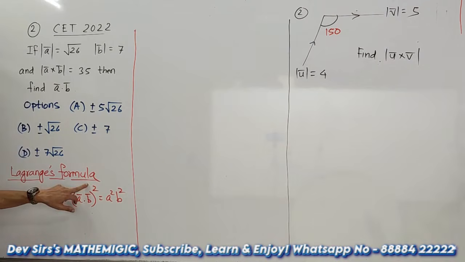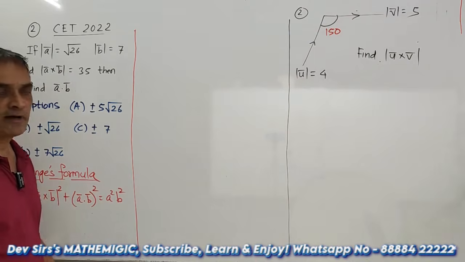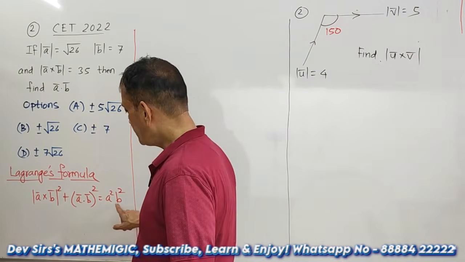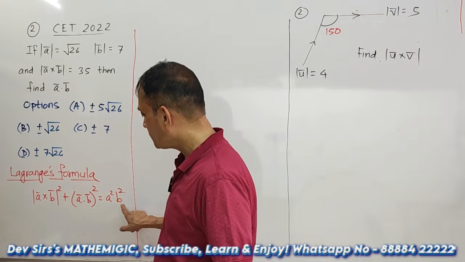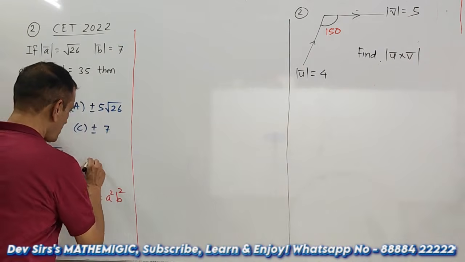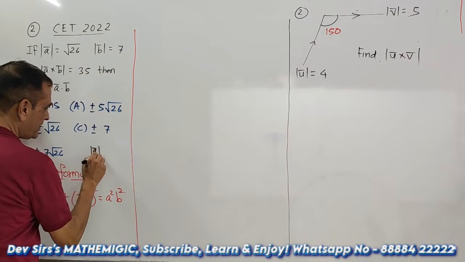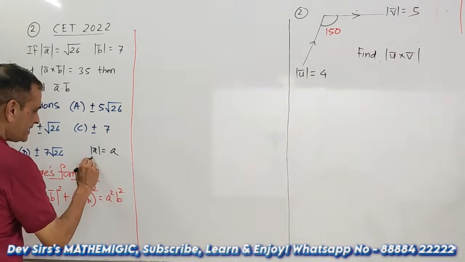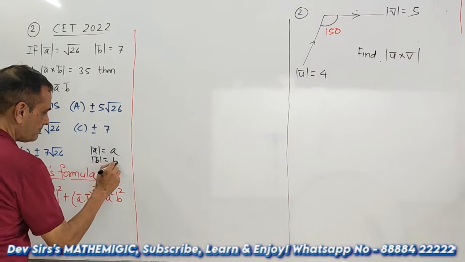Lagrange's formula. Lagrange's is there everywhere. Magnitude of A cross B bracket squared plus A dot B bracket squared equal to A squared B squared. Now when I write A squared B squared, it means magnitude of A, magnitude of B, both squared. Okay, remember, magnitude of A can just be written as A, magnitude of B can just be written as B.